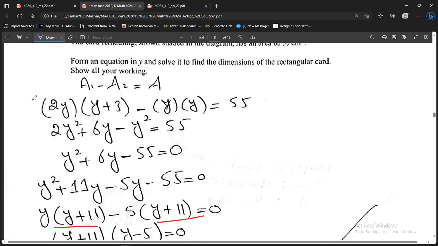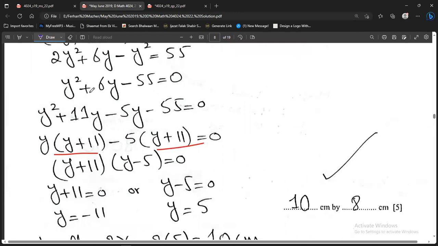y square plus 6y minus 55 will be equal to 0. So I will do the mid-term breaking here. The factors of 55 which by subtraction will give you plus 6 are plus 11 and minus 5. So you will have y square plus 11y minus 5y minus 55 equal to 0. I have done the mid-term breaking. From the first two terms, I will take y common, and in the bracket you will have y plus 11.